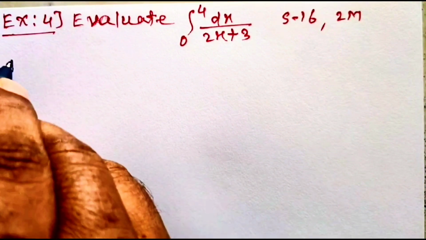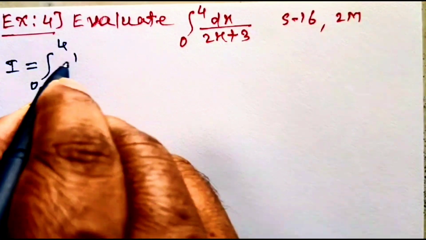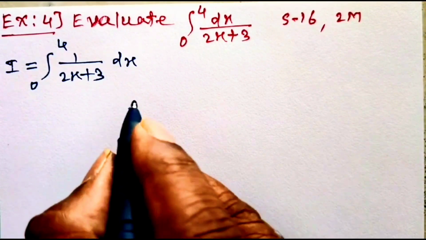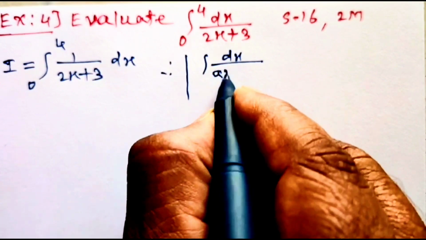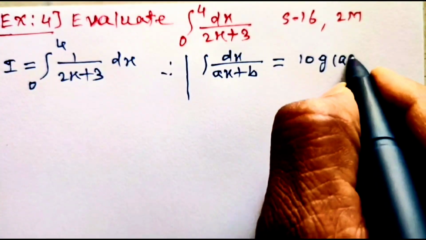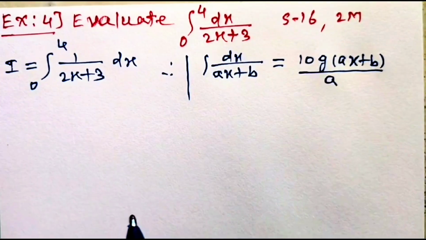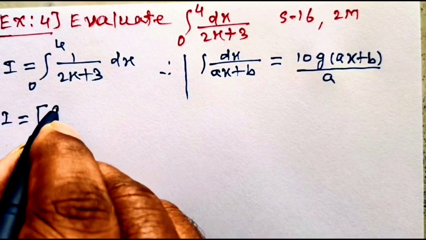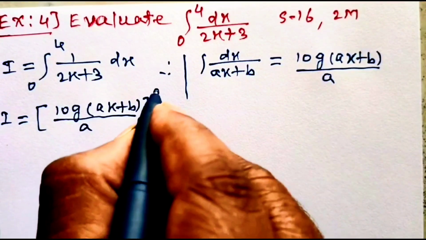Consider the given integral as I. I is equal to the integral from 0 to 4 of 1 upon 2x plus 3, and the integral is with respect to x. And you know the standard formula: the integral of dx divided by ax plus b, with respect to x, is equal to the logarithm of ax plus b divided by the derivative of ax plus b, that is a. So applying this formula here, I is equal to logarithm of ax plus b divided by a, with limits from 0 to 4.